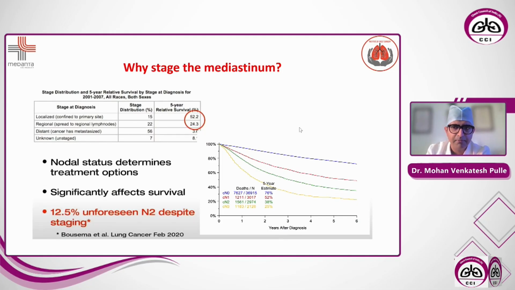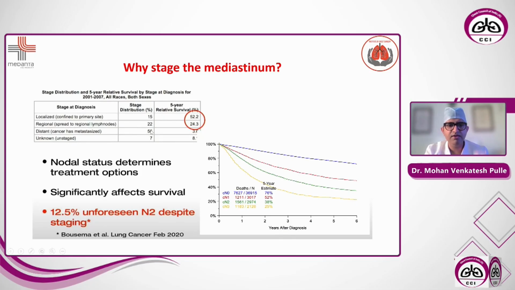mediastinal lymph node sampling is very, very important. Because the nodal status determines the stage, and nodal status determines the treatment options. And it is also a very important component which affects the survival. Why I'm saying this? You can see here the 5-year relative survival in localized disease, which is confined to the primary site, is 52%.